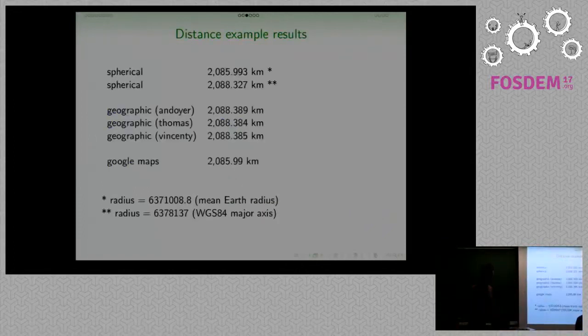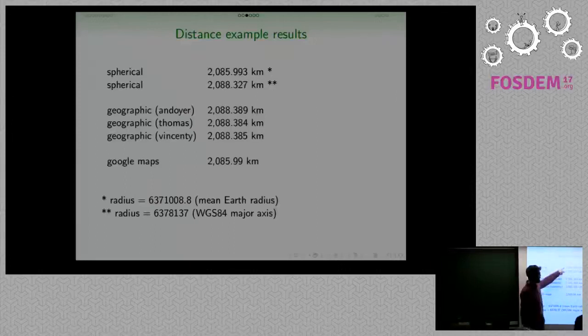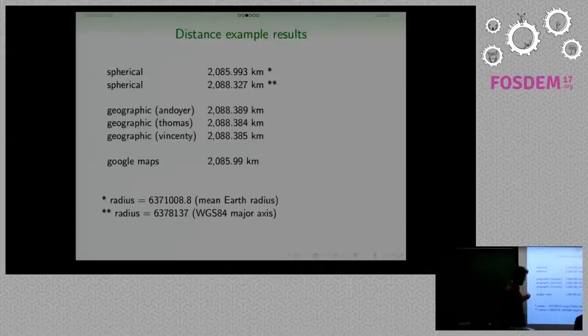Okay, so I ran some examples with Boost Geometry, and these are the results. With spherical, I have this distance. Spherical here, I use a different radius. So these are both spherical, but with different radius. And as you can see, it's the same as Google Maps. Google Maps gives me this distance, which is the same as this one. So this means that Google Maps uses the formula that I showed you before for spherical, and also assumes that the radius of the Earth is this one, which is the mean Earth radius.